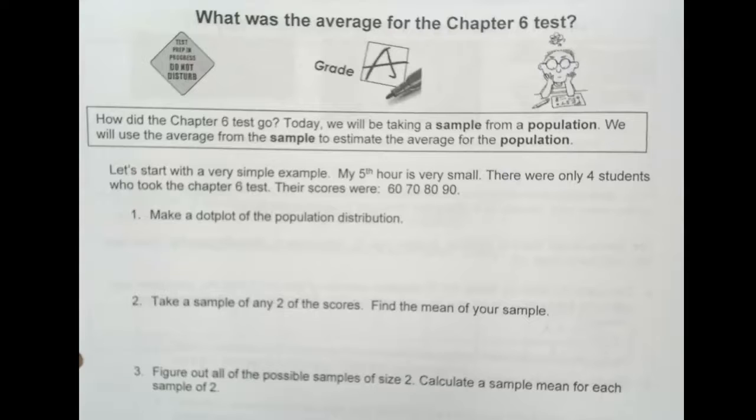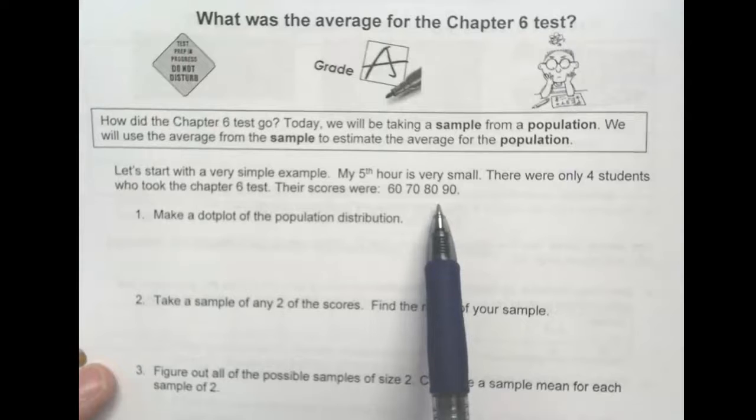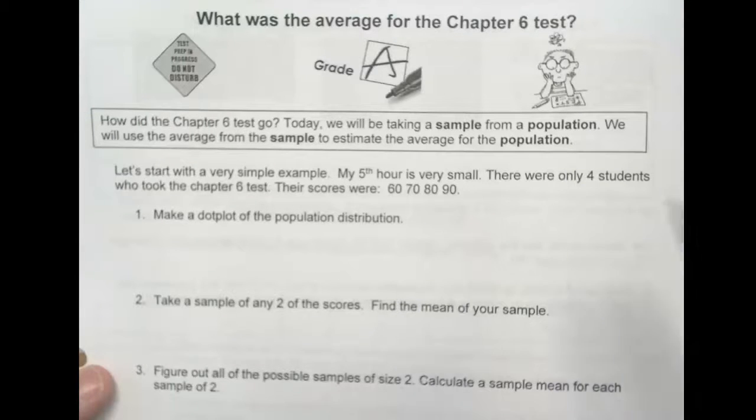All right, so our scenario today is talking about the Chapter 6 test. How did it go? So what we're going to do is take a sample from a population and use the average from the sample to estimate the average for the population. First, I'm going to say there's only 4 people in my 5th hour class, and these were their test scores on the Unit 6 test.